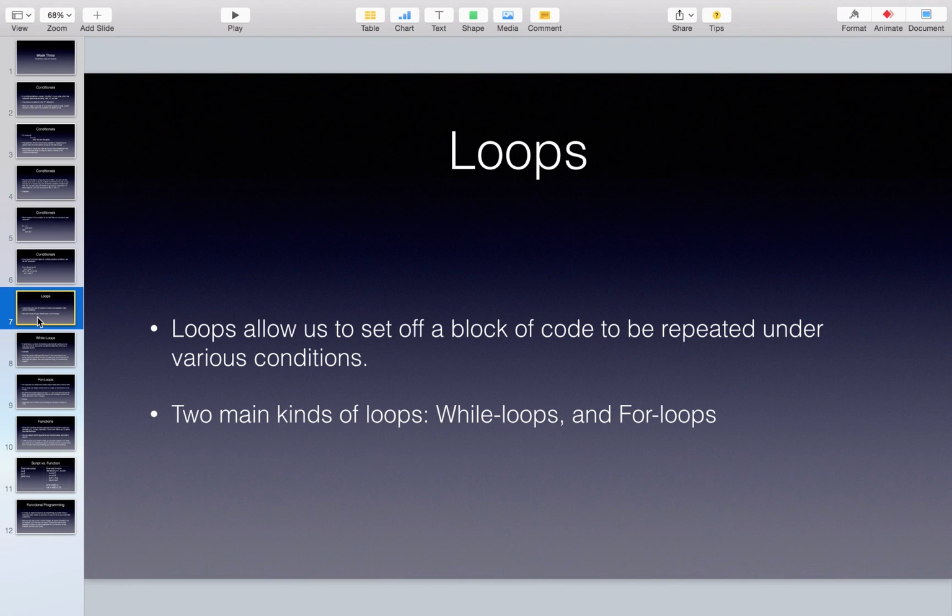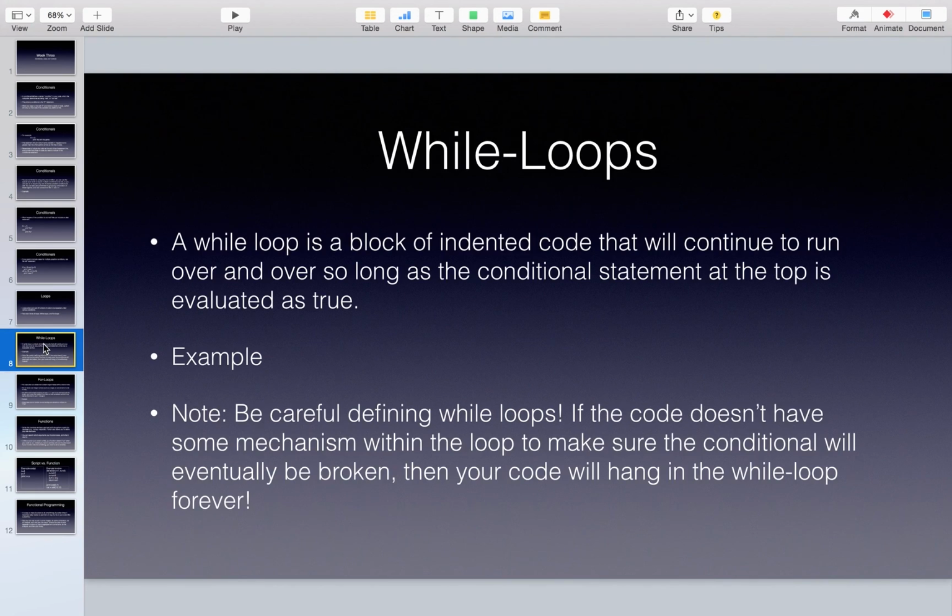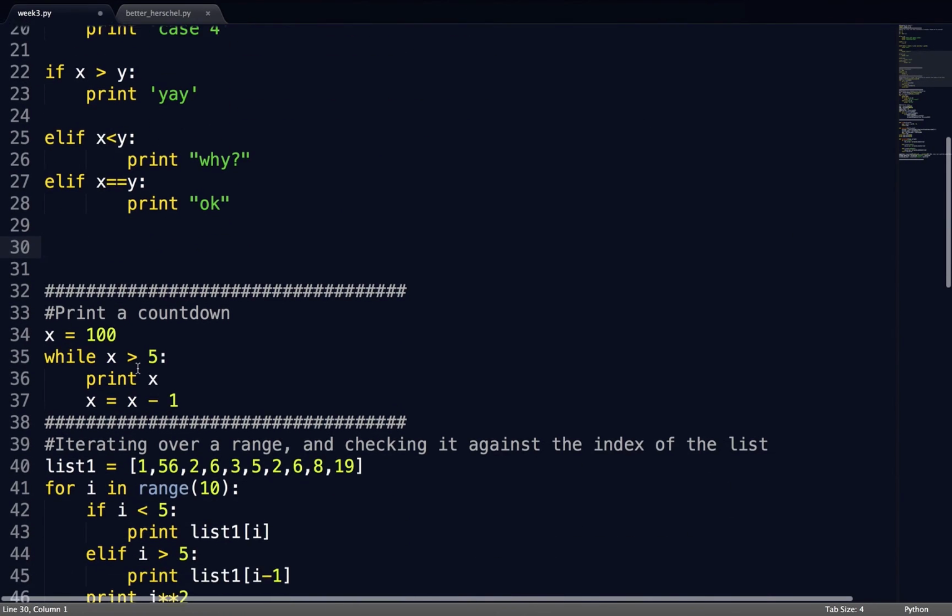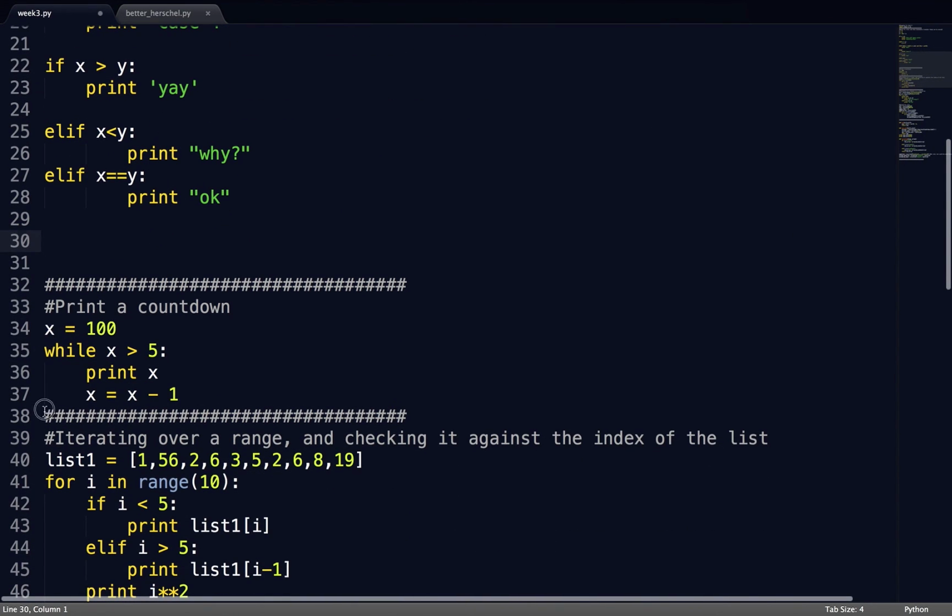So loops. Loops allow us to set off a block of code that's going to be repeated over and over again under various conditions that we get to define. So the first one that's a little bit easier to understand is called a while loop. So a while loop is a block of indented code that will continue to run over and over so long as the conditional statement at the top is evaluated as true. So here's an example of that. It's a little countdown basically.